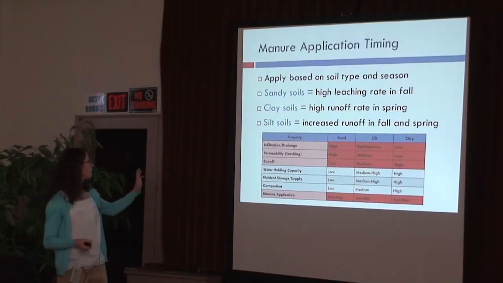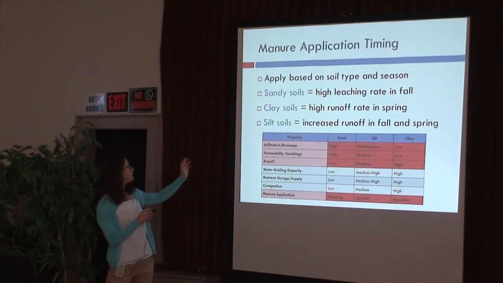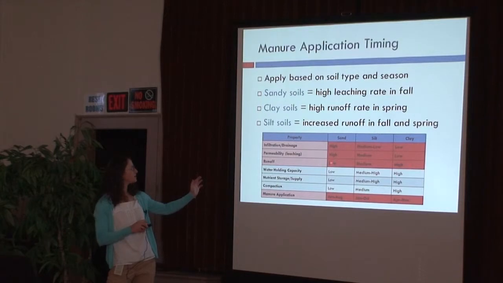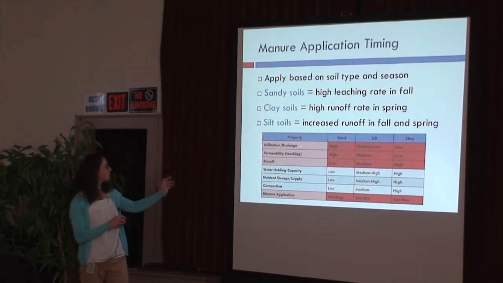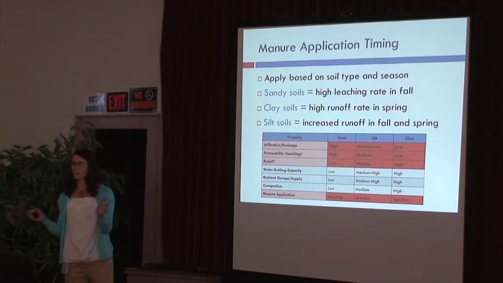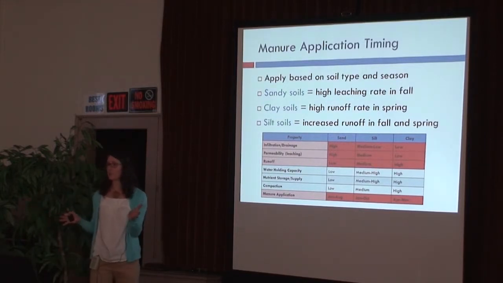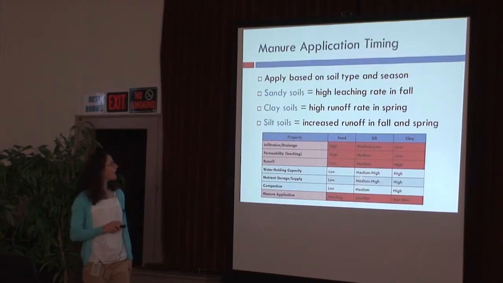Let's think about our just 3 basic classes of soils. We've got our sandy soils, our clay soils, and our silt soils. And Doug talked a little bit about some of their major properties: infiltration and drainage, permeability, runoff, compaction. And then when we think of manure application, I've now put a broad range of dates on these for when we actually want to get out there for manure application, and why that is.